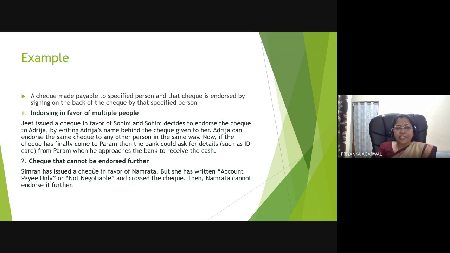Open section 15 of the NI Act. Yes, Susri. The definition is there in section 15 of the NI Act. Okay, let me bring it for you.